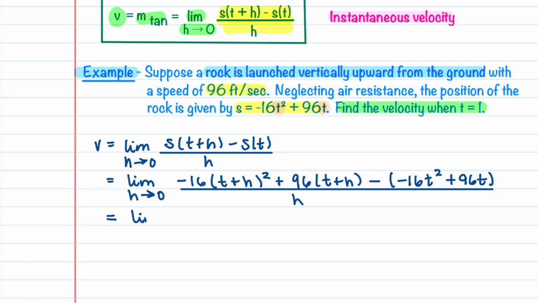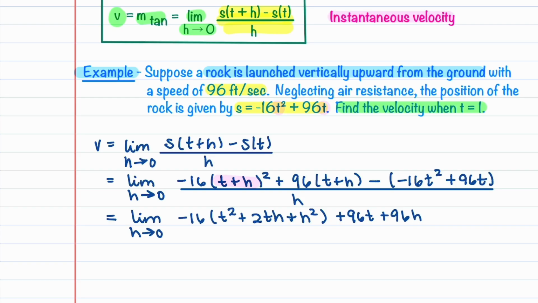Now we just have to do a lot of algebra. I'm going to start by multiplying this out. This becomes minus 16. t plus h quantity squared is t squared plus 2th plus h squared. And then we have a 96t plus 96h. Now we distribute our negative to these terms, and we have a plus 16t squared minus 96t. And then all of this is divided by h.